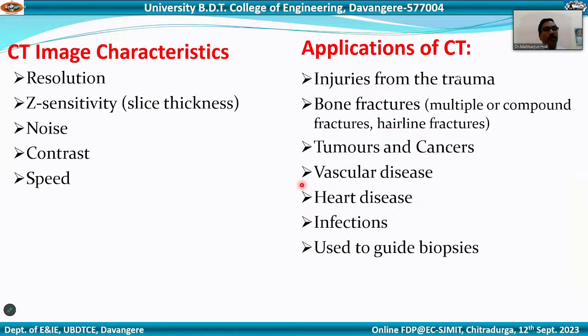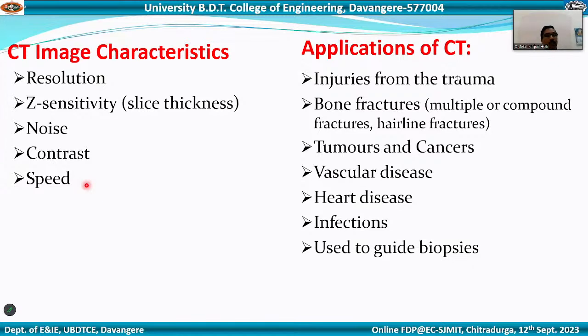Coming to the CT image characteristics, resolution matters: how well you can differentiate two nearby objects. This depends on the sensitivity called slice thickness. Based upon the tissue you are going to expose, we decide the slice thickness, whether it should be a 2 mm slice or a 3 mm slice. Then there is the noise generated, the contrast you get, and the speed of the CT. Nowadays, within less than a second we can get slice information. Such is the level the technology has developed.